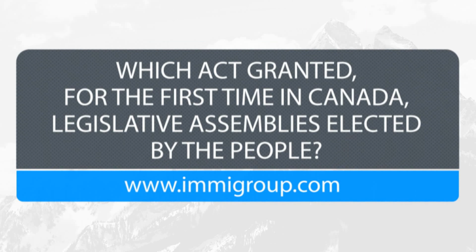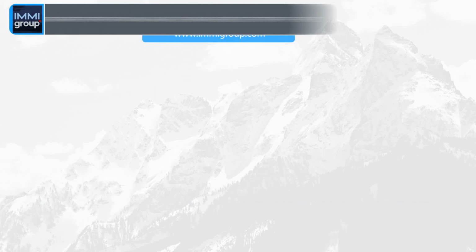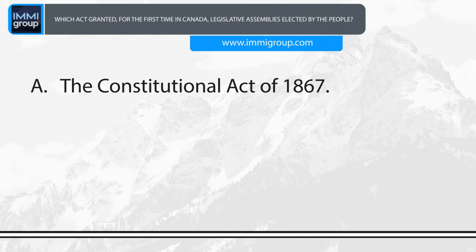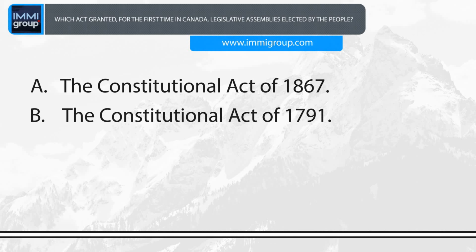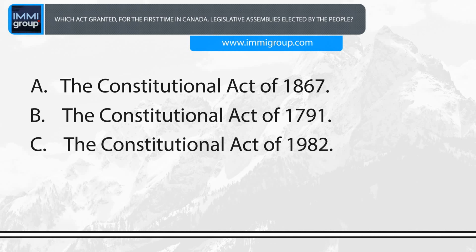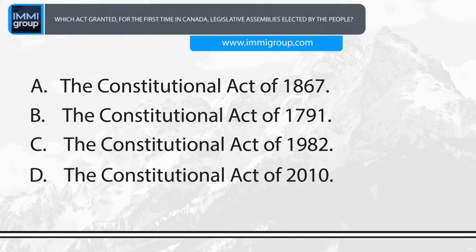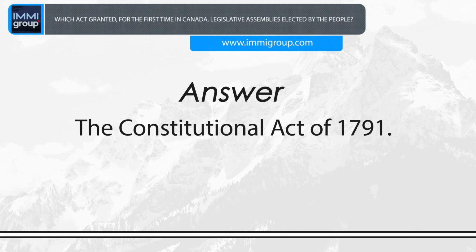Which act granted for the first time in Canada legislative assemblies elected by the people? A. The Constitutional Act of 1867. B. The Constitutional Act of 1791. C. The Constitutional Act of 1982. D. The Constitutional Act of 2010. Answer: the Constitutional Act of 1791.